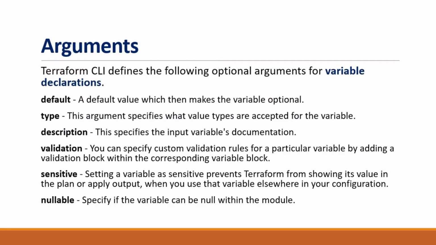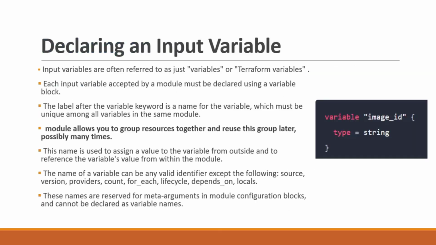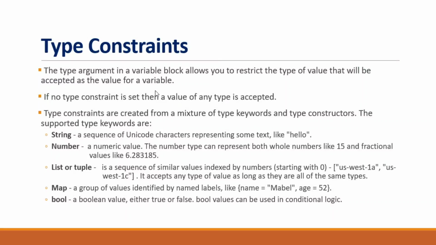Okay, so next we have type constraint. Let me go back to this particular type. If you see here, I have specified type equal to string. In this slide we are discussing type string only. This is most useful in your Terraform configuration. The type argument in a variable block allows you to restrict the type of value that will be accepted as the value for a variable. So with the help of type constraint, you can restrict the value for your variable. If no type constraint is set, then a value of any type is accepted.